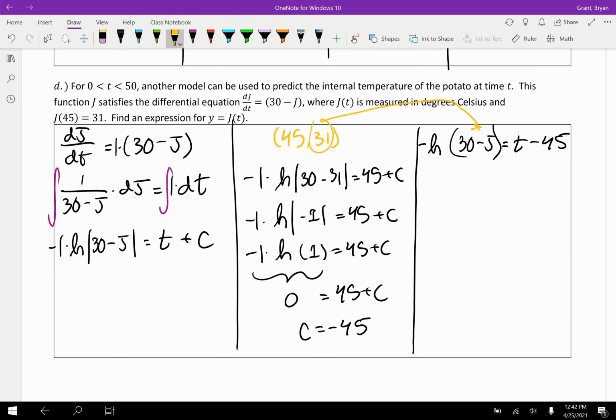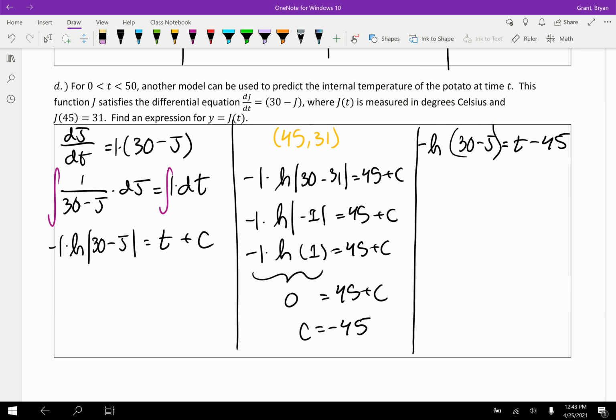30 minus 31 gives us a negative value, and that's a no-go for natural logs. So there are always two branches to a natural log. One is just leaving it as a positive, but the question you could ask yourself is, well, if this is negative 1, what could we multiply in front to turn it to a positive 1? And the answer is an extra negative.